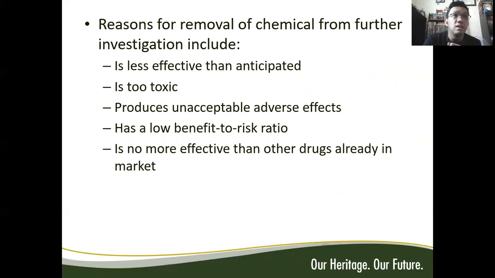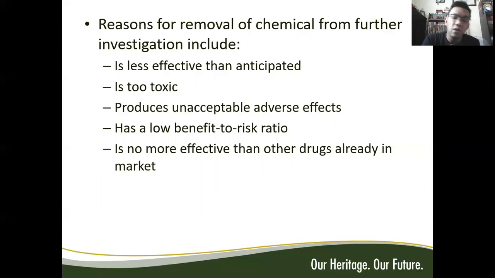Usually the risks or the harmful effects of these drugs are greater than the benefits of the drugs being developed, so they are going to be pulled out because they will cause more harm than treat the patient's disease. Or it is no more effective than other drugs that are already in the market. So if it is less effective than the other drugs in the market, let's say antibiotics, there are already a lot of antibiotics, and some scientists want to develop a new kind of antibiotics.